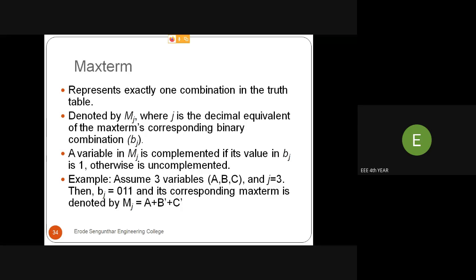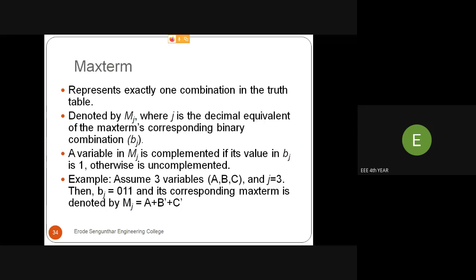Now the max term example. Assume three variables a, b, c and j equal to 3. Then bj is equal to 0, 1, 1. The corresponding max term: 0 is considered as a, 1 is considered as b bar, and the other 1 is c bar. So it is a product of sums, not a sum of products: a plus b bar plus c bar. See the difference between the min term, a bar b c, and the max term, a plus b bar plus c bar.